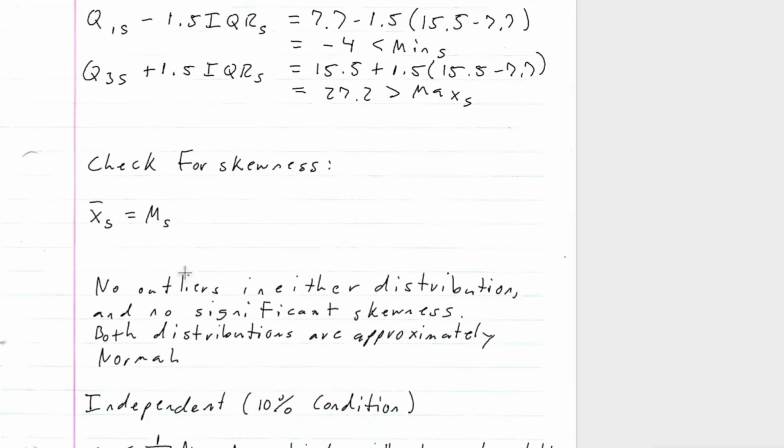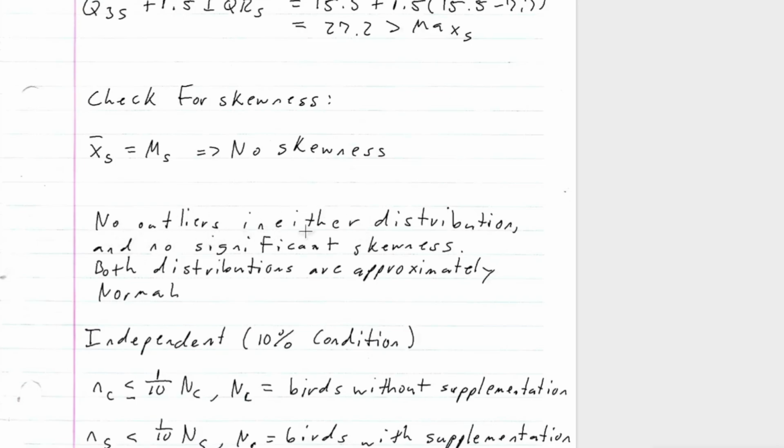Okay, now check for skewness. All right, so for this distribution, x bar was equal to the median, so this implies no skewness, right? So there were no outliers in either distribution and no significant skewness, so this means both distributions are approximately normal.